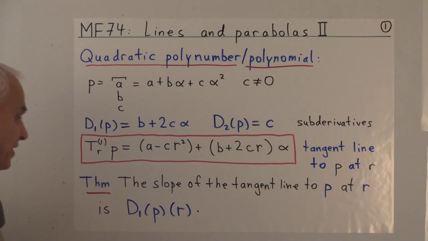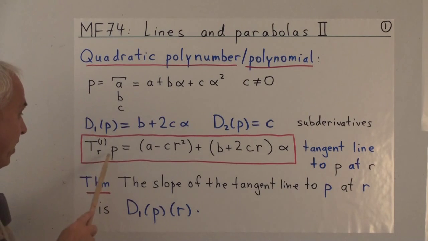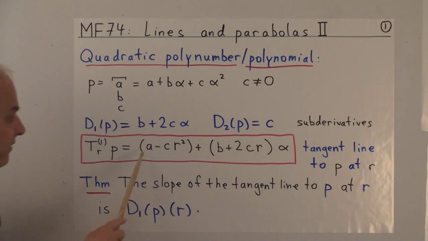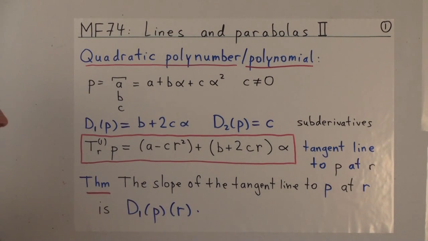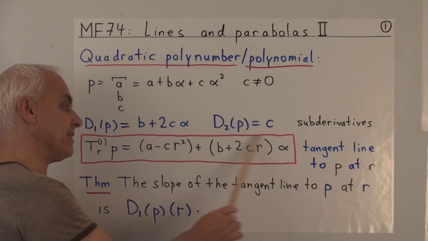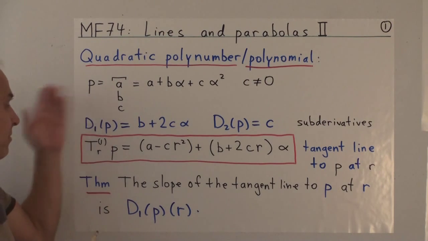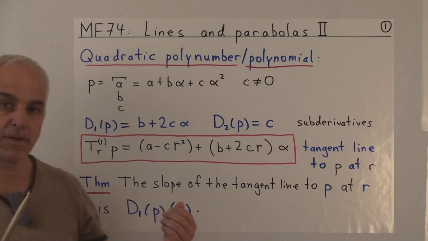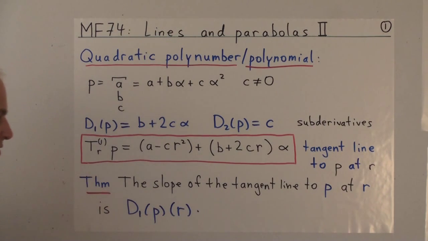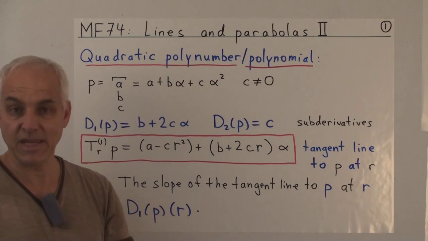We also determined that the tangent line, or the first tangent, to the polynumber at the point r is given by this expression. So that's a line, a degree 1 polynumber, at least most of the time, unless this is 0, which is an approximation to the polynumber p at the point r. r is just some random number. And we're generally working over the rational numbers here, but a lot of what we say works for the integers as well.